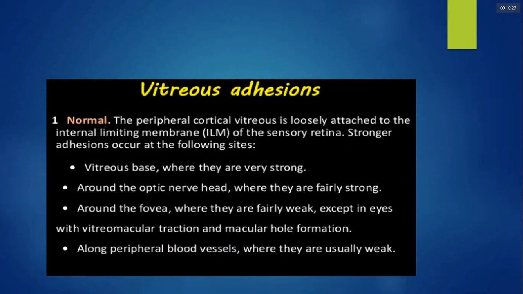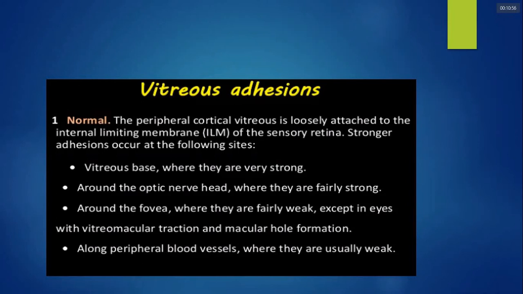Stronger adhesions are to the following sites. So the vitreous base, which is a very strong attachment. So it is attached at the vitreous base, around the optic nerve head, where it is fairly strong, and around the fovea, means the macular area, where it is fairly weak except in eyes with vitreomacular traction and macular hole formation, and along the peripheral blood vessels. So these are weak, but these are the adhesion sites of the vitreous.